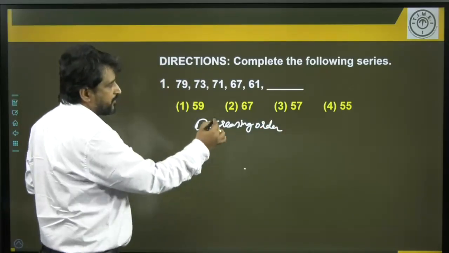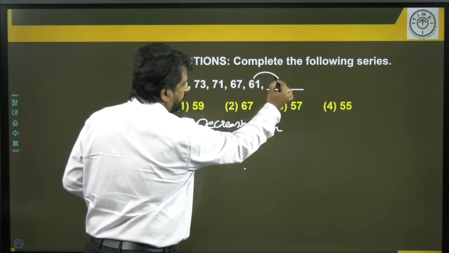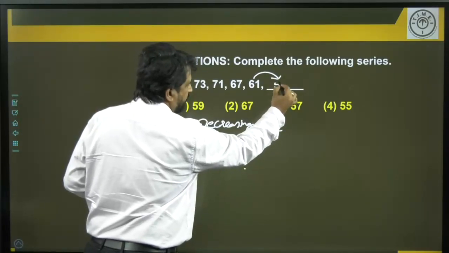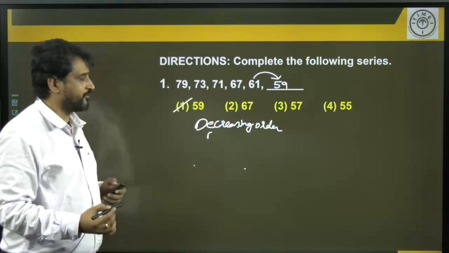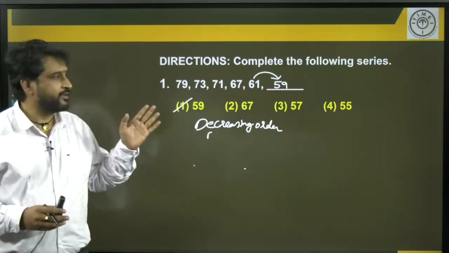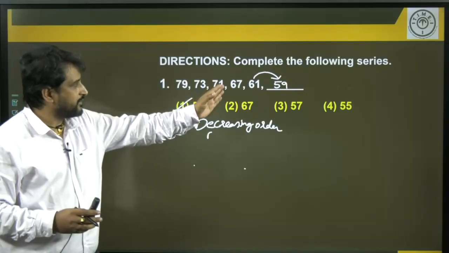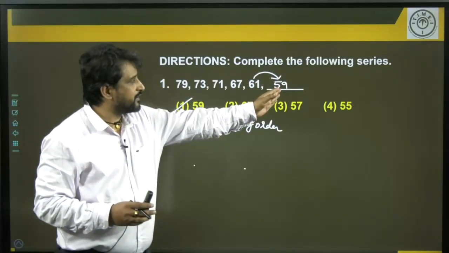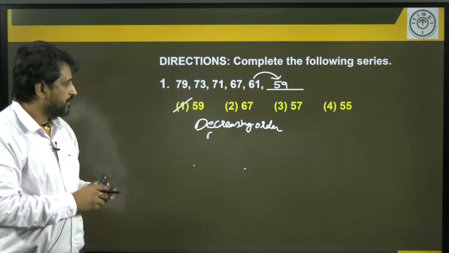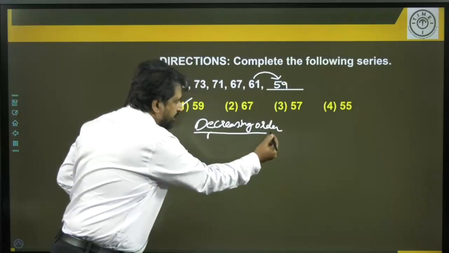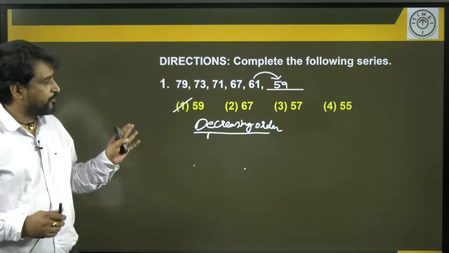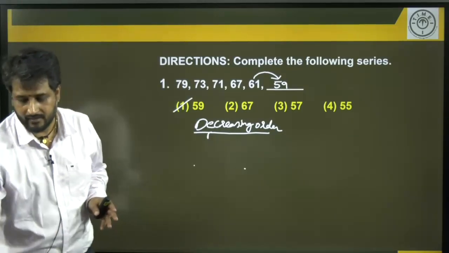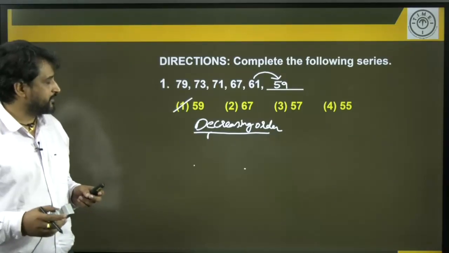So, the next prime number after 61 in decreasing order is 59. So, the required answer is 59. It is choice 1. 79, 73, 71, 67, 61 and the next prime number in the decreasing order is 59. So, the given logic is prime numbers are given in decreasing order. I hope you are clear with this. Now, let's move to the next question.